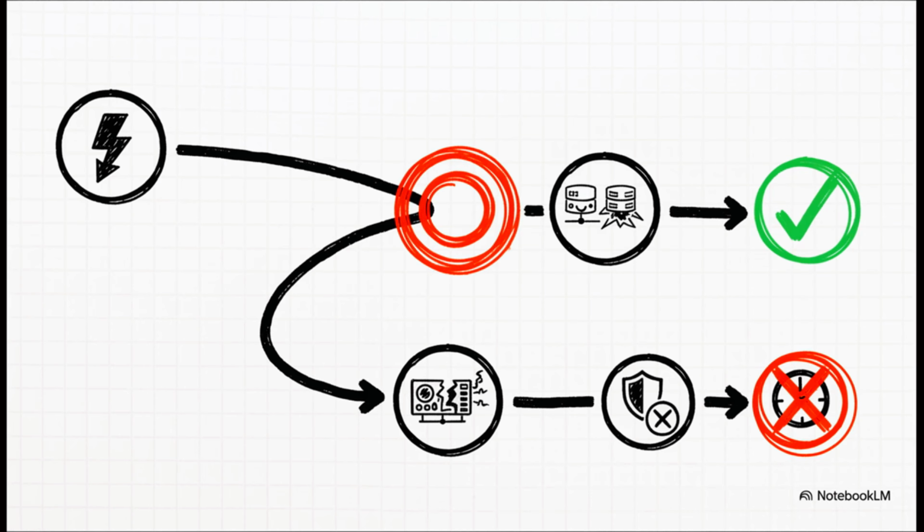Let's say the initiating event is a power cut. Right away, you have 2 branches. Path A, the backup generator works. Great, services stay up. But path B, the generator fails. Now your servers are crashing. You can immediately see that the stability of your entire system depends on that one single component, the backup generator.